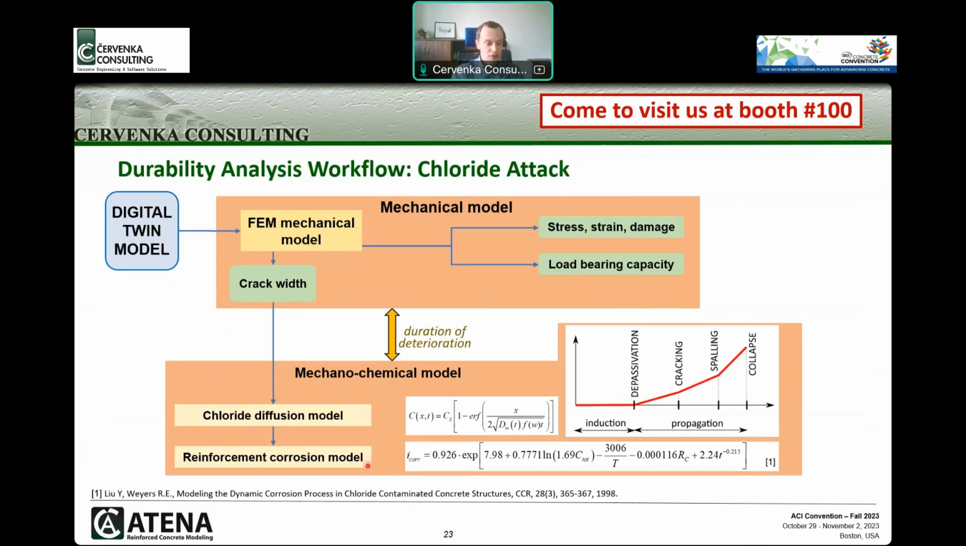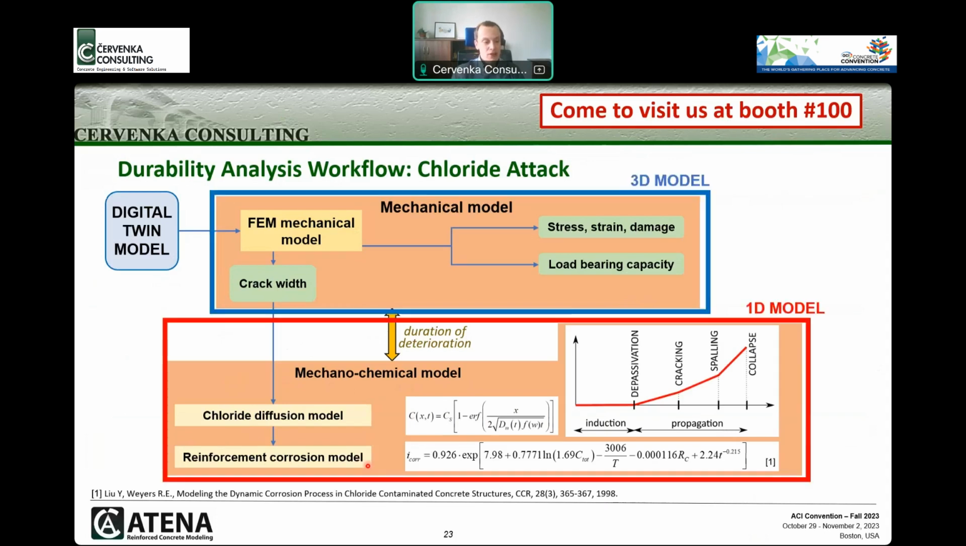Then it assumes that the reinforcement starts to corrode, it reduces its cross-section, and updates the cross-section diameter in the mechanical model, calculates new static equilibrium, new crack width, and by continuing this approach back and forth, we can assume how the crack width and how the model will behave in the long term, and we can assume how its mechanical performance will decrease over the time.